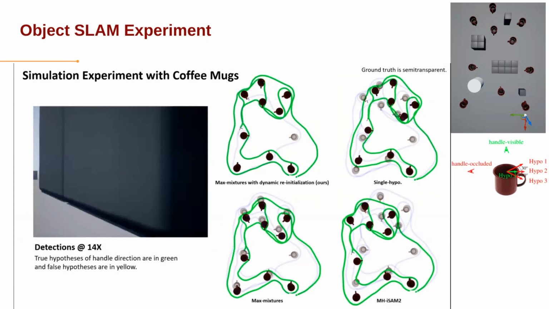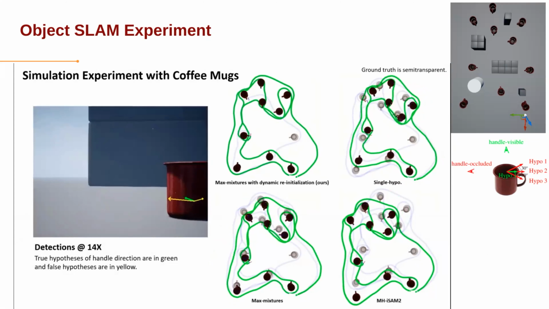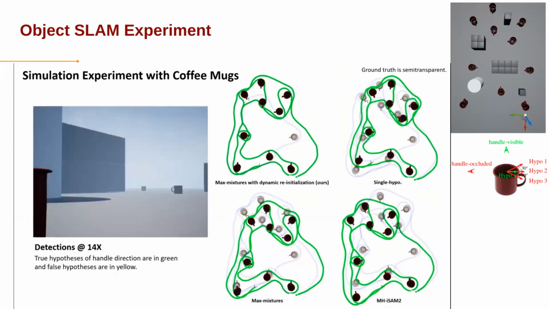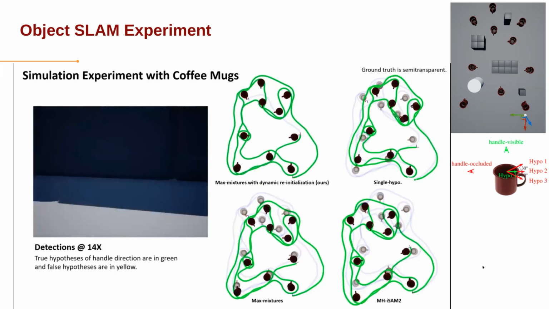We used 4 different methods to process the data, and our method at the top middle is able to achieve more accurate SLAM estimation compared to other state-of-the-art algorithms.